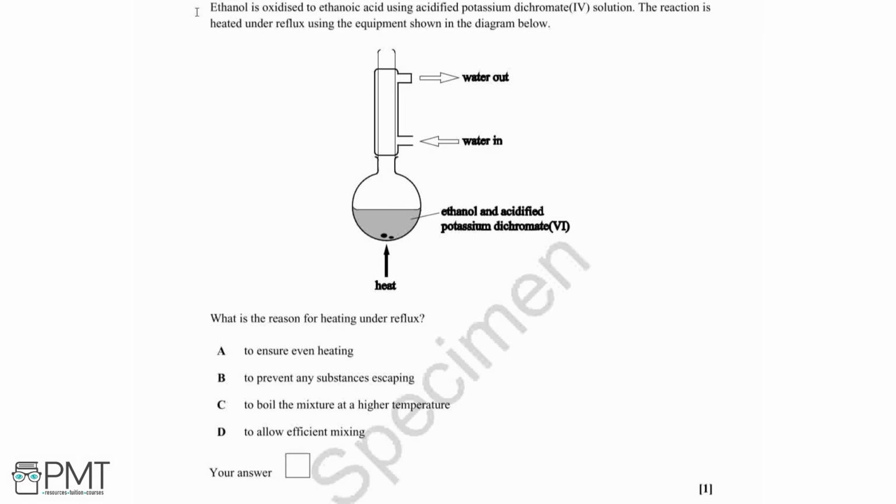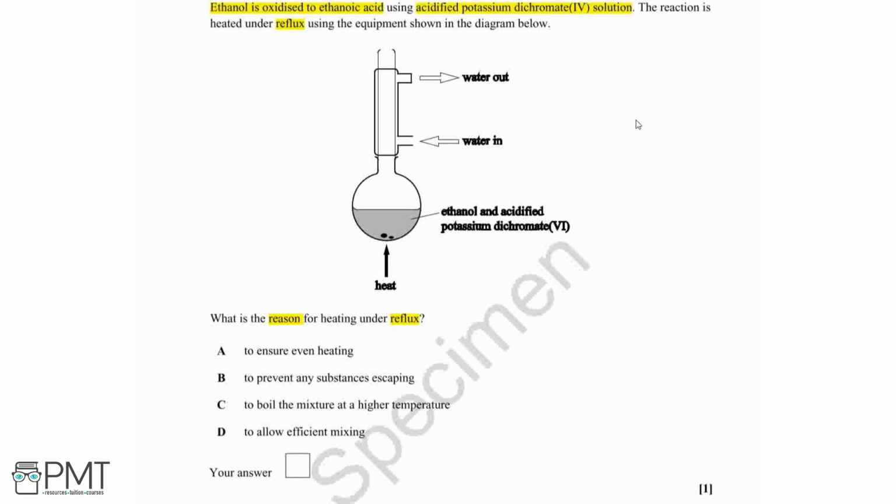Okay, so for this question, we've got the setup to oxidise ethanol to ethanoic acid. And we've got our oxidising agent here, which is our acidified potassium dichromate solution. And we can see that we've got a reflux setup here in the diagram below. So what we want to investigate with this question is why are we actually heating this under reflux? So you can see we've got a few different options here. But let's actually think about what reflux setup is itself and why we actually need to use it.